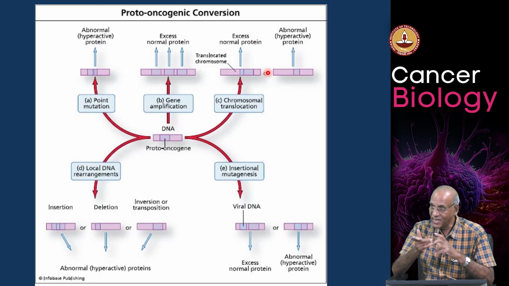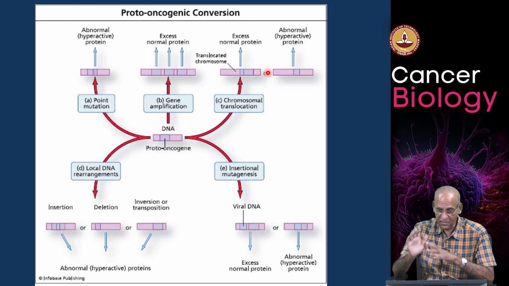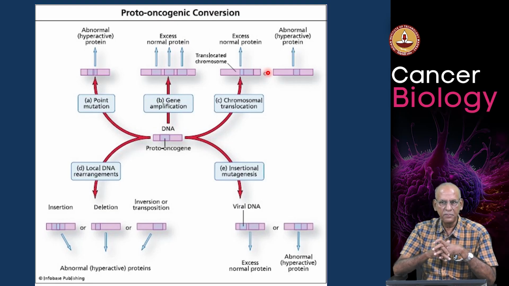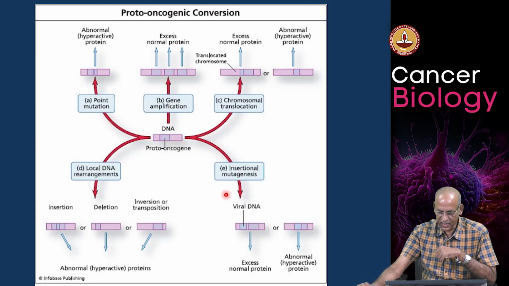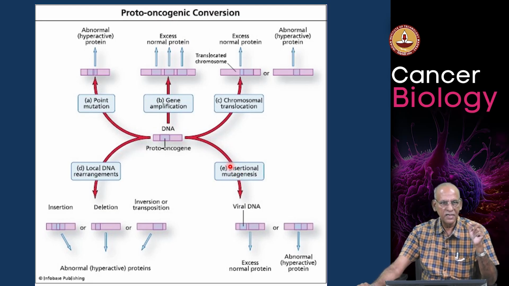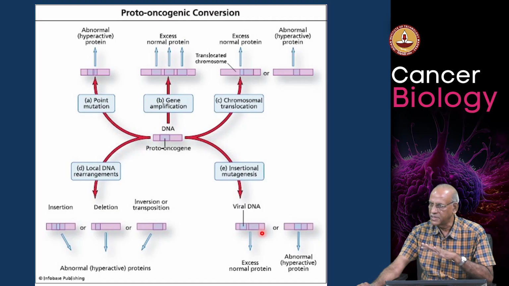So, that can result in either excess of the normal protein, like what happened in gene amplification, or the protein that is produced as a result of this translocation could be an abnormal hyperactive protein. That is another mechanism. The other thing is the viruses, although I told you it is only a small portion, but they are also important. Viruses can introduce certain segments into the cells. So, insertional mutagenesis may happen, and that will result in excess normal protein or sometimes abnormal protein, depending.